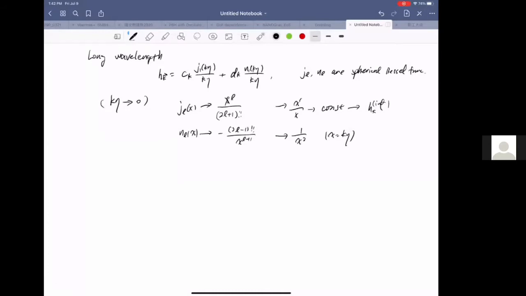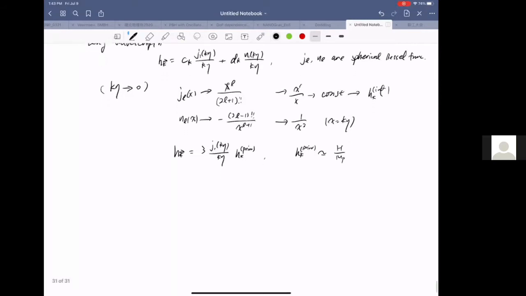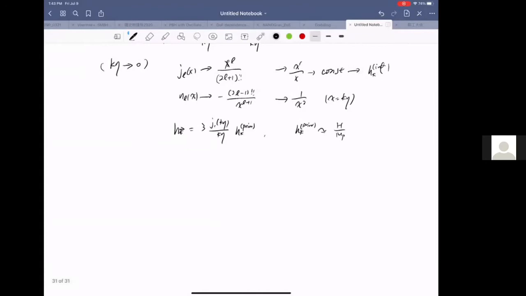So in that case, you have the solution that h_k is 3 j_1(k eta) over k eta times h_k primordial. So this is just a spherical Bessel function with some coefficient. So you can see that this goes like 1 over a, and in the matter-dominated universe, a goes like eta squared. This goes like (k eta) to the minus 2, so it goes to 1 over a, as we expected.